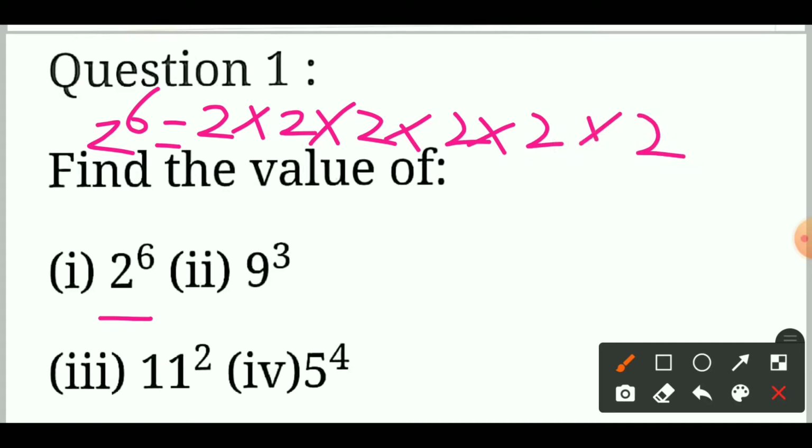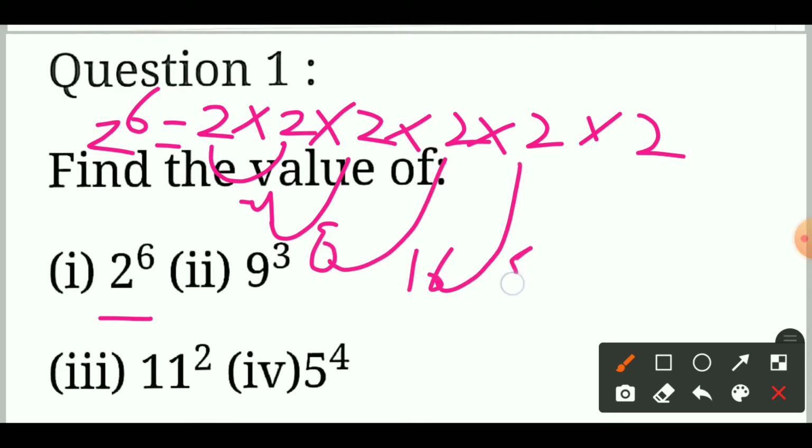Okay, count 1, 2, 3, 4, 5, 6. So what is the answer? 2 twos are 4, 4 twos are 8, 8 twos are 16, 16 twos are 32, and 32 twos are 64. So the answer of 2 raised to power 6 is 64.